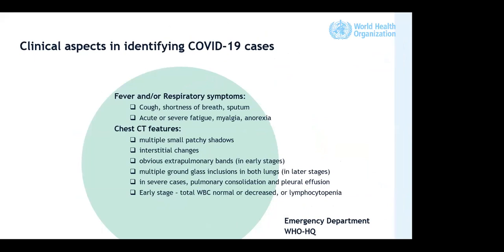So fever and respiratory symptoms, these are cough, shortness of breath, sputum, acute or severe fatigue, myalgia, and anorexia. These are common symptoms in COVID patients. I'm sure you have many that you can add onto the list. Then you also have findings that you can see on radiology or CT scan: multiple small patches, shadows, interstitial changes, obvious extrapulmonary bands, and so on. These you can find on CT scan and other imaging services that you have in the country, MRI scan and so on.